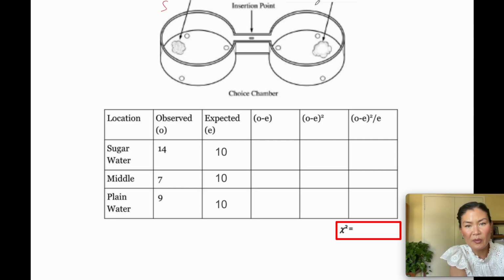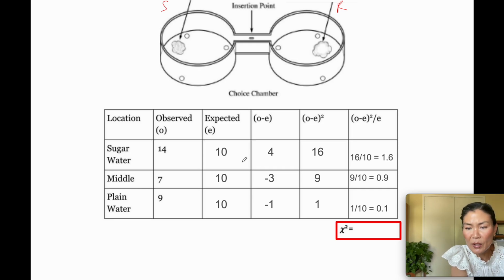So this is sugar water up here, and then this is regular water. Okay, so what you do is you fill out the table. You're going to need a calculator, okay? O minus E, that's going to be 4. O minus E, that's going to be negative 3, actually. And then negative 3, and then negative 1, okay? And then when you square it, you get 16, 9, and 1, okay? And then when you divide those values by the expected, you get 1.6, 0.9, 0.1.